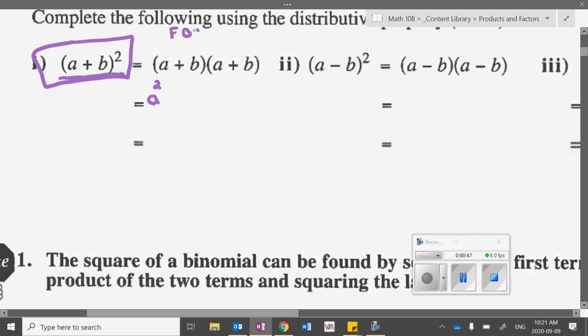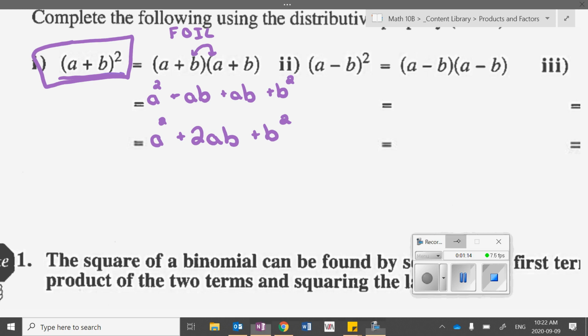We're using FOIL. So my outer terms are a times b. So I get plus ab. My inner terms are b times a, but let's write it in alphabetical order. And then last, I get b times b, so I get plus b squared. I can combine those inside terms to be 2ab plus b squared.